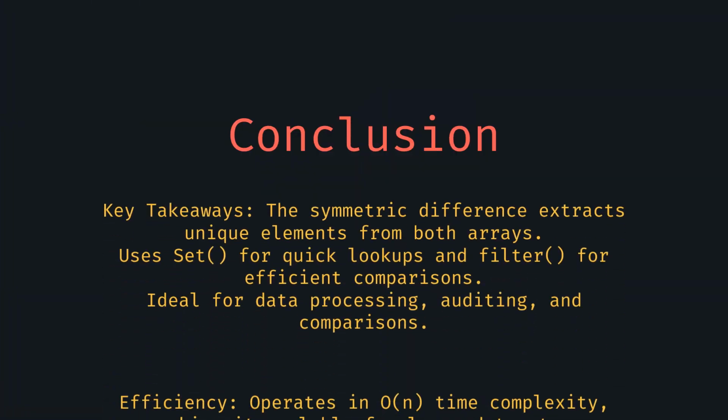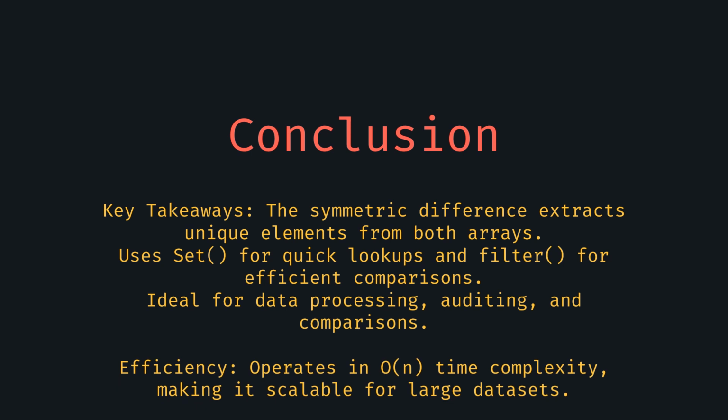In summary, the symmetric difference function provides a highly efficient way to compare arrays and extract unique elements. By leveraging JavaScript's set and filter methods, we can process even larger datasets with minimal performance overhead. Whether it's database comparisons, version control, or user management, this approach offers a practical solution for identifying differences between two sets of information.